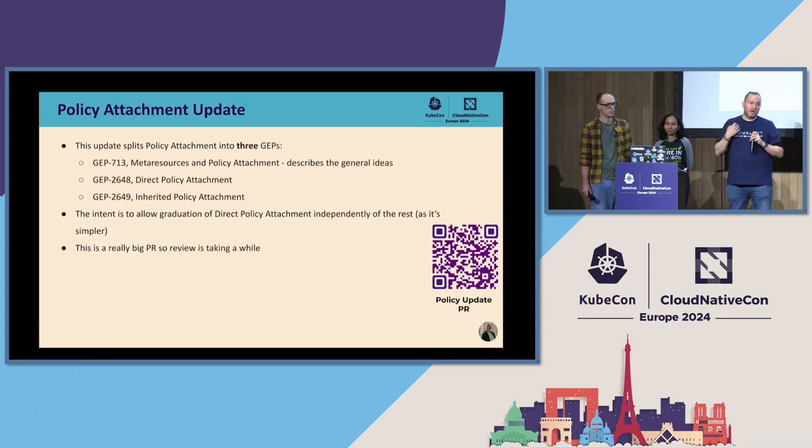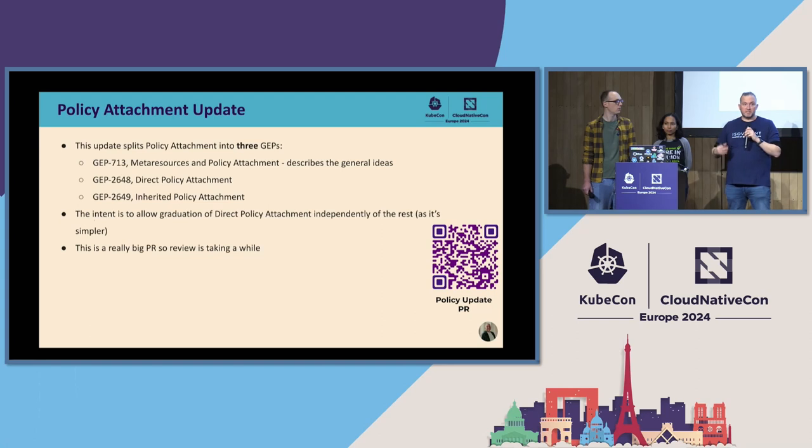Okay, this is the big one I've been working on. It's one of the reasons I haven't had review bandwidth. So policy attachment is a pattern that describes how you attach meta resources to other resources. Those meta resources change the behavior of the resources they attach to somehow. This has been described for a long time in GEP 713, meta resources and policy attachment. That GEP is being moved to a memorandum, and all of the implementation details are split out into two specific GEPs for the two different types of policy attachment. GEP 2648 is direct policy attachment, and GEP 2649 is inherited policy attachment.